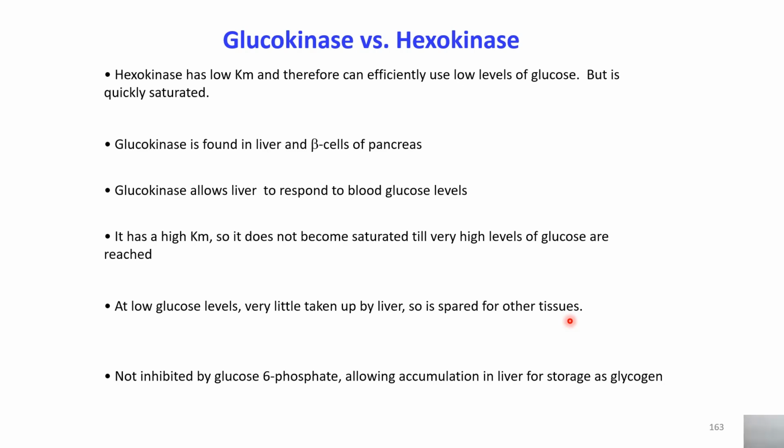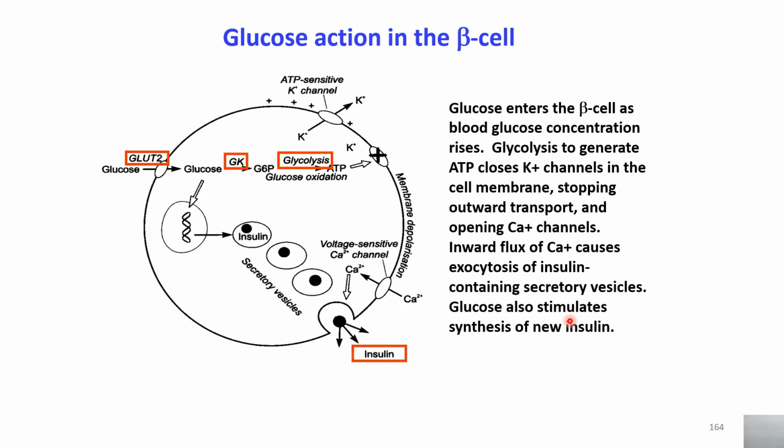So hexokinase has a low Km and therefore can efficiently use low levels of glucose, but is quickly saturated. Glucokinase is found in the liver and beta cells of the pancreas, and allows the liver to respond to blood glucose levels. It has a high Km, so it does not become saturated until very high levels of glucose are reached. At low levels, very little is taken up by the liver, so glucose is spared for other tissues. It is not inhibited by glucose 6-phosphate, allowing accumulation in the liver for storage as glycogen.